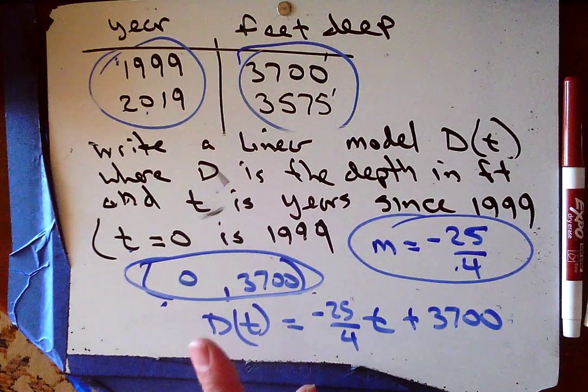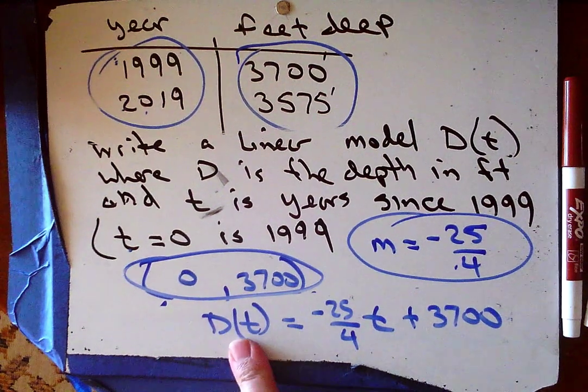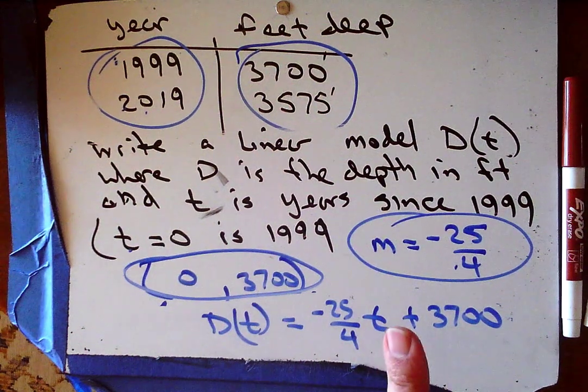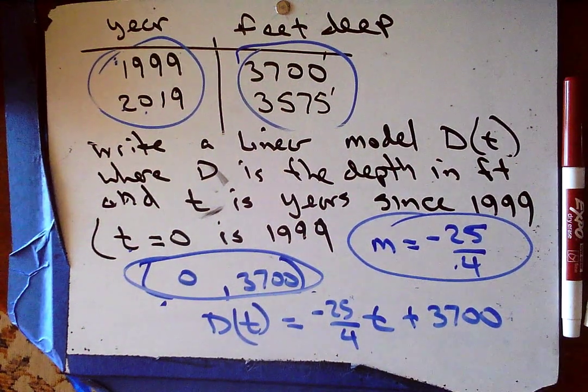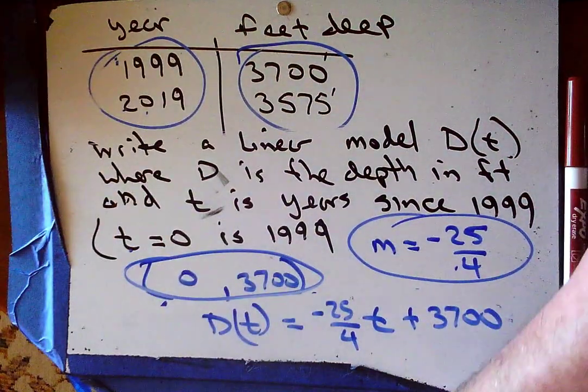Remember what we said when we were doing linear word problems. The output, the ending amount, is the rate of change times the input variable plus the original amount. I know the original amount here because I defined t equals 0 as 1999.